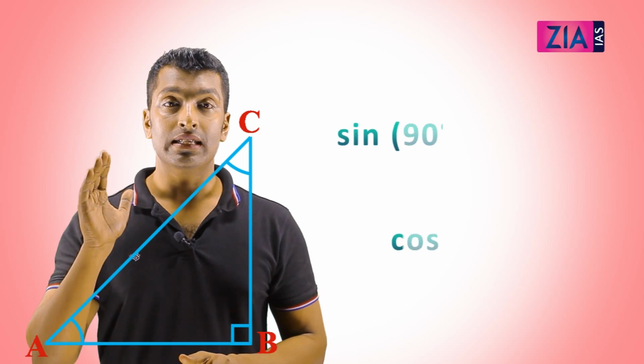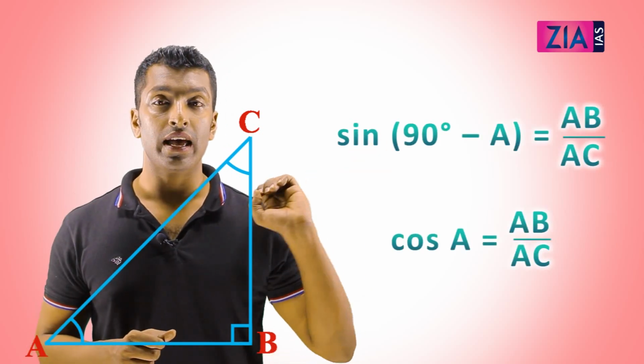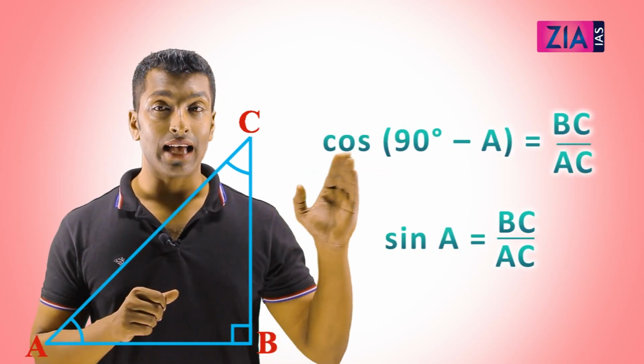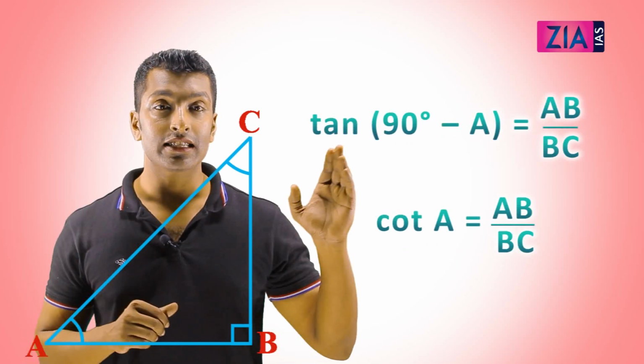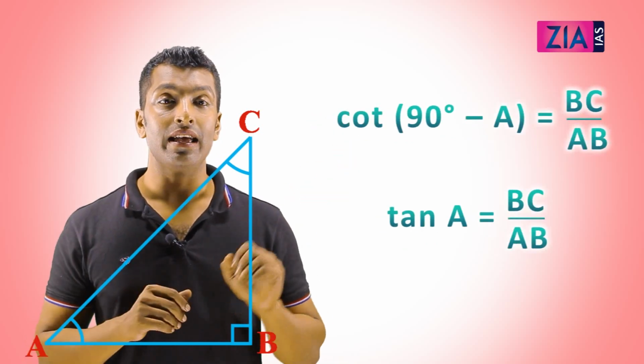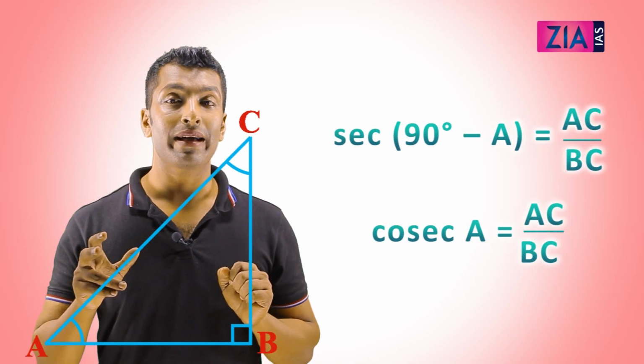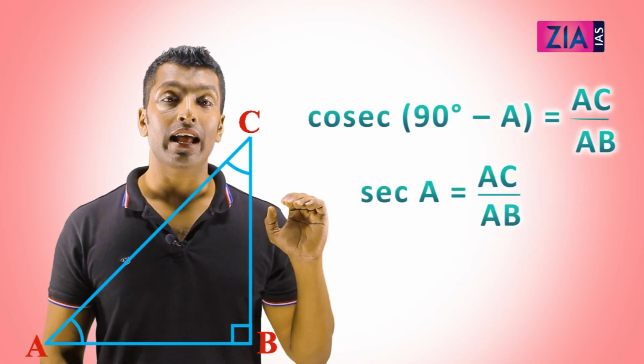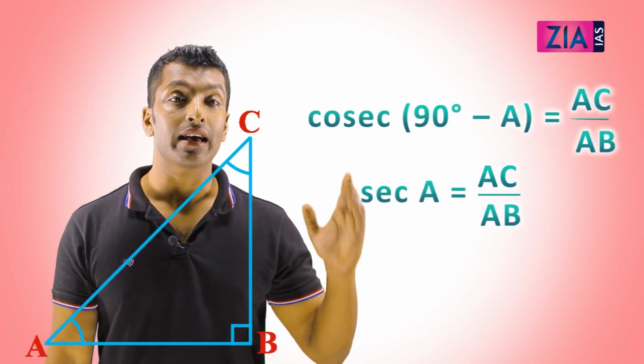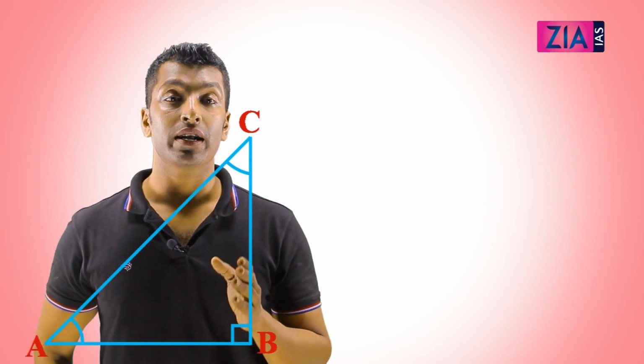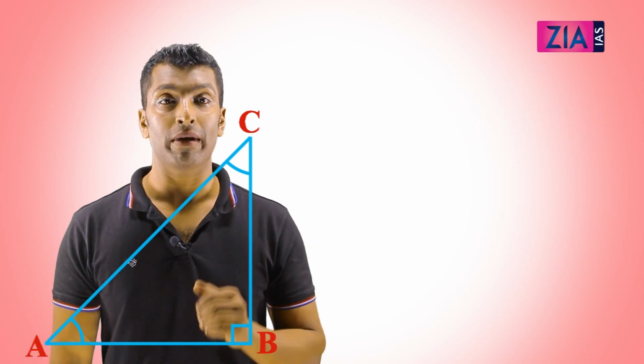Quick recap: sin(90 minus A) is cos A, cos(90 minus A) is sin A, tan(90 minus A) is cot A, cot(90 minus A) is tan A, sec(90 minus A) is cosec A, and cosec(90 minus A) is sec A. So these are the important trigonometric ratios of complementary angles.